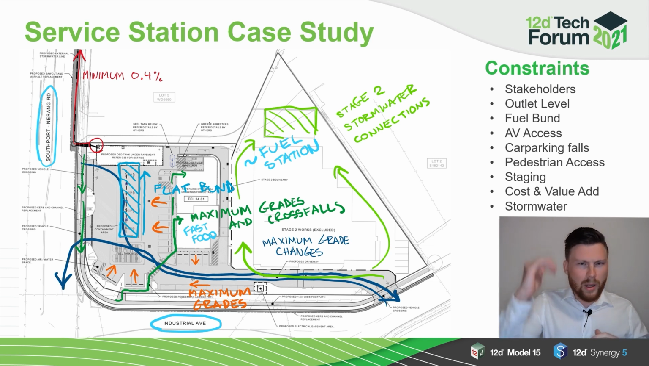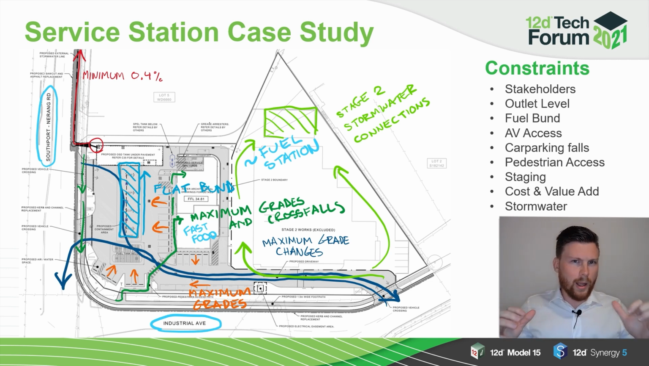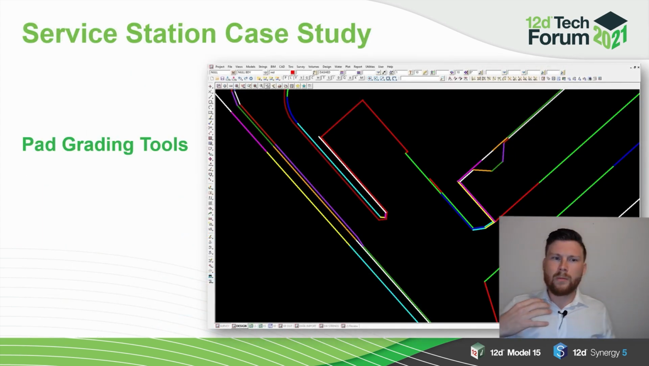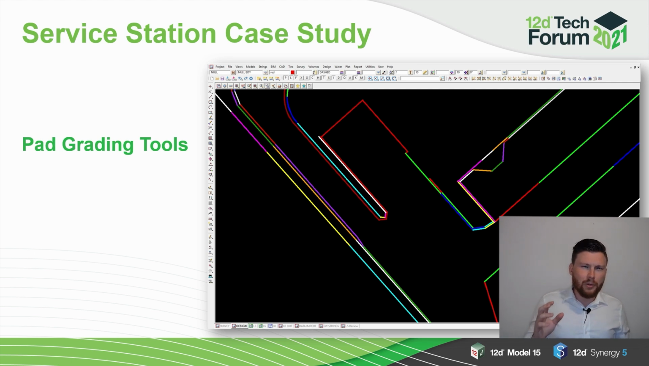When you have this many constraints across the whole site, how do you manage your data? Personally, what I found really helpful was pad grading tools. Recently there was a webinar by 12D on using pad grading for alternative uses. So not just using it for allotments or for developments, but for other aspects.